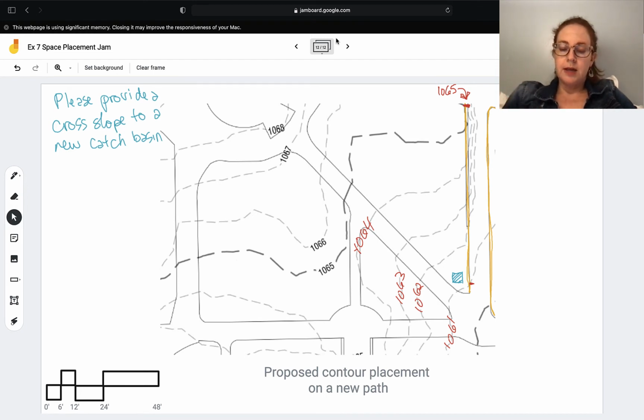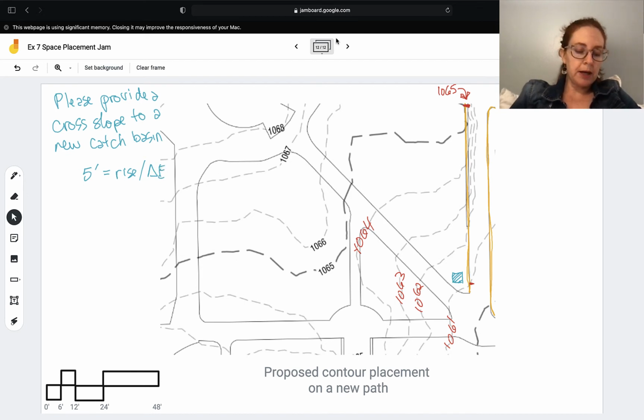So, got that. Now what I need to do, kind of like the last one, is figure out the distance between each of my contours. And I know that I'm going to have 1, 2, 3, 4, 5. 5 divisions there. So, okay. 5 foot is equal to my rise, or my change in elevation.